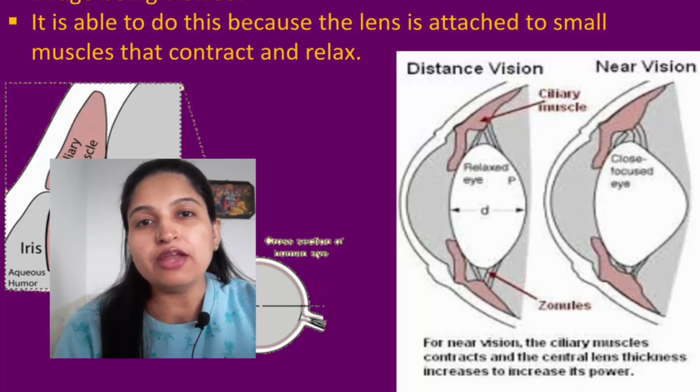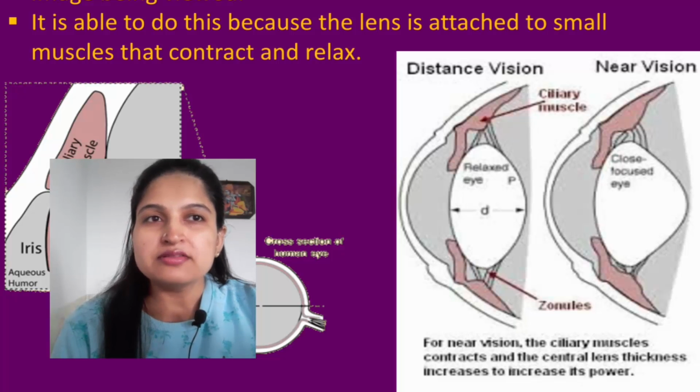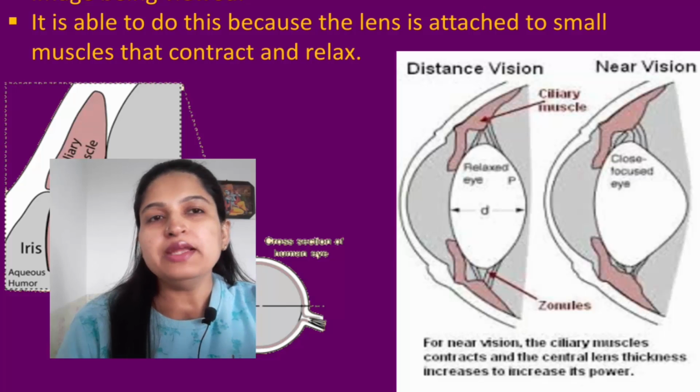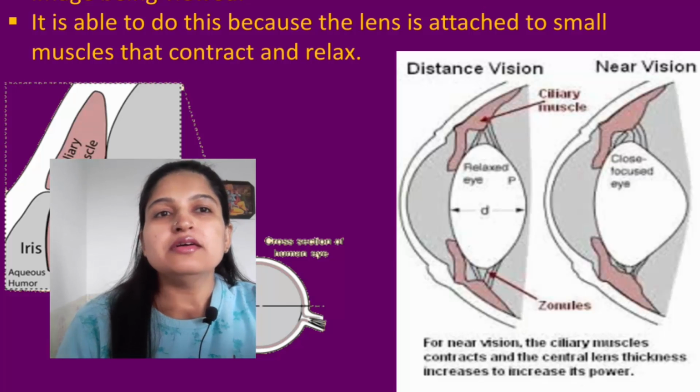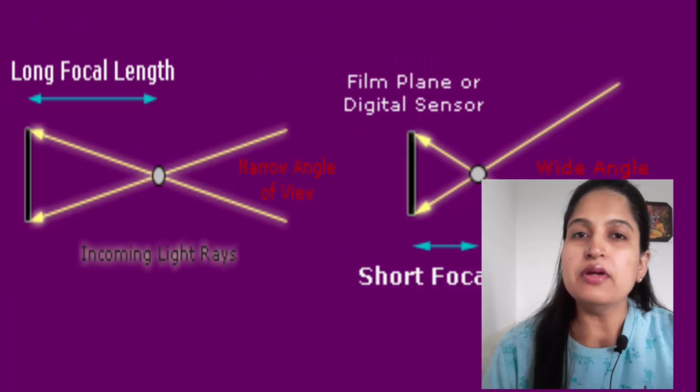In a camera we cannot change the focal length by doing this kind of thing. So eyes are far better, or superior, you can say, in this respect compared with cameras. The thickness of the lens also changes to accommodate the image being viewed. It is able to do this because the lens is attached to small muscles that contract and relax. Fine. Now we'll discuss a camera.